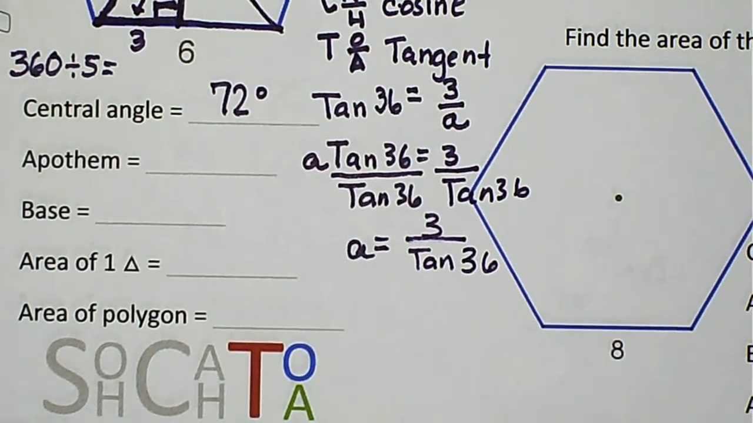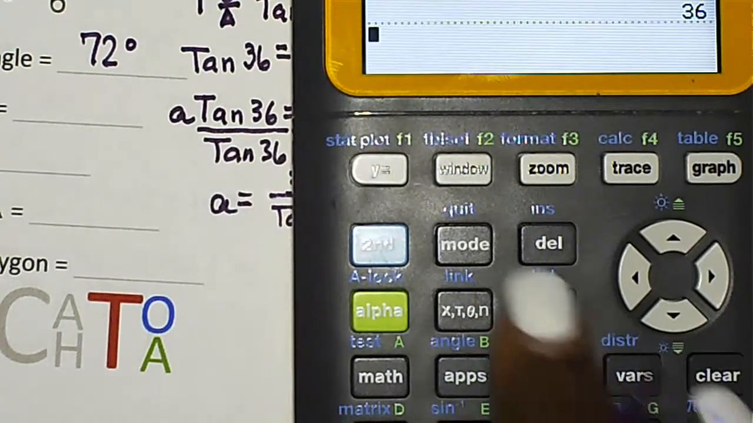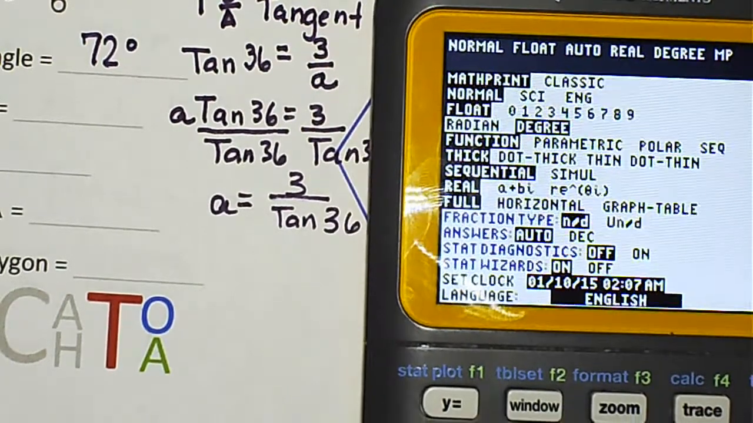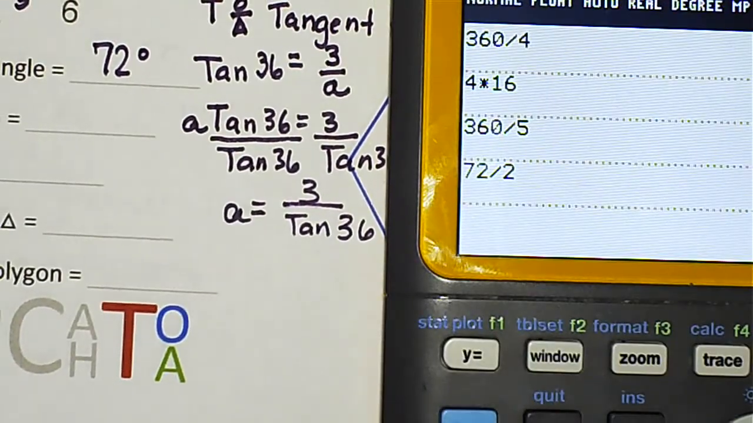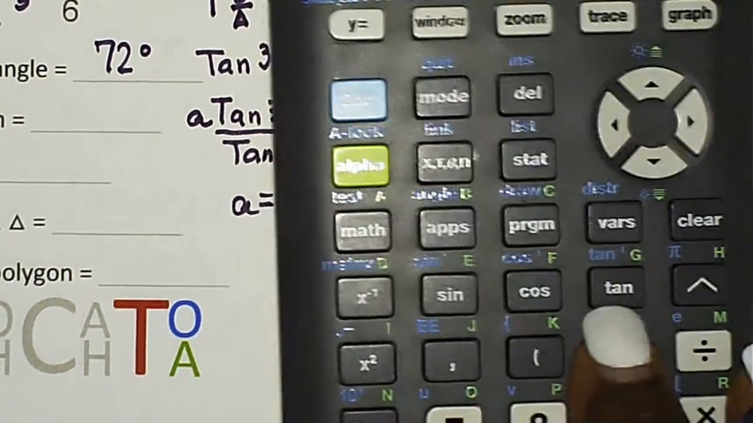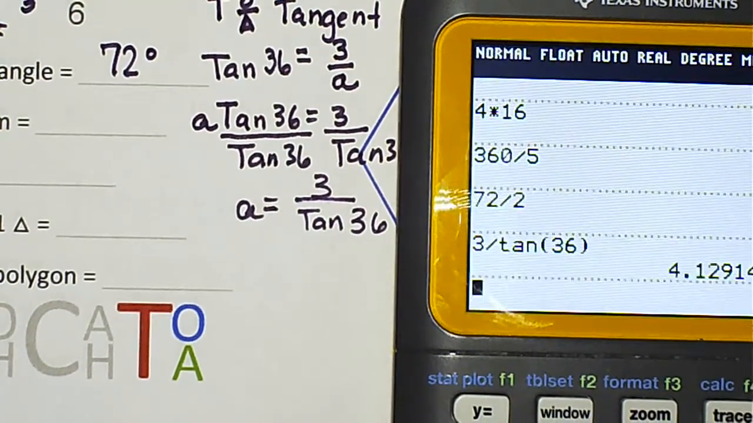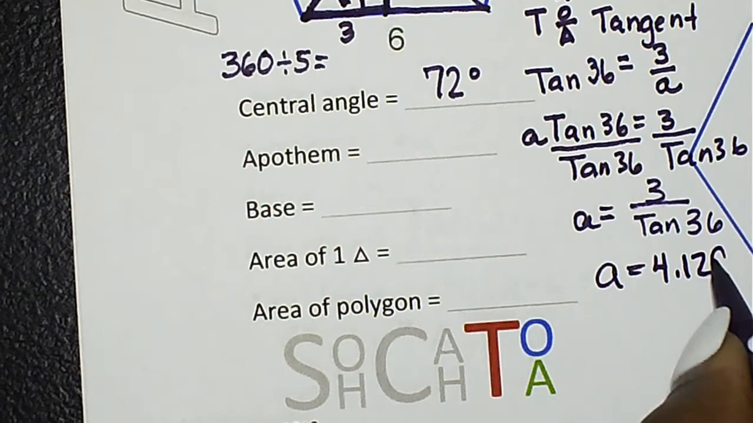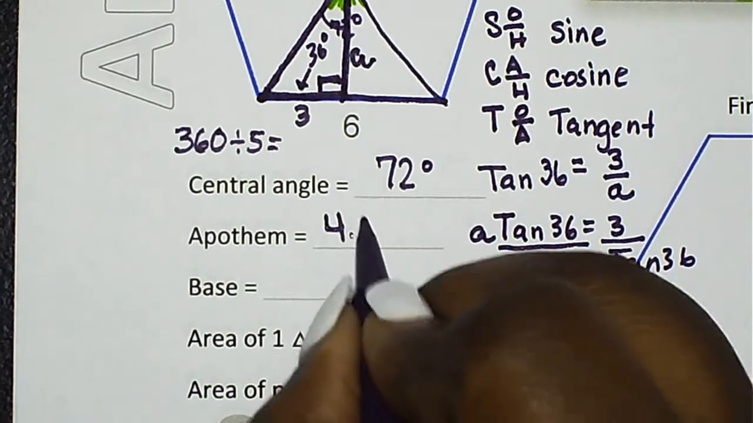Now, if I'm using my graphing calculator, I have to make sure my calculator is in degree mode. So I press mode. I go down to radian degrees. I've been using this calculator in degree mode, so I press it on that, press second quit. 3 divided by the tangent. Tangent, where is that? It's right here. Of 36. That's 4.129. So I know that my apothem is 4.129.